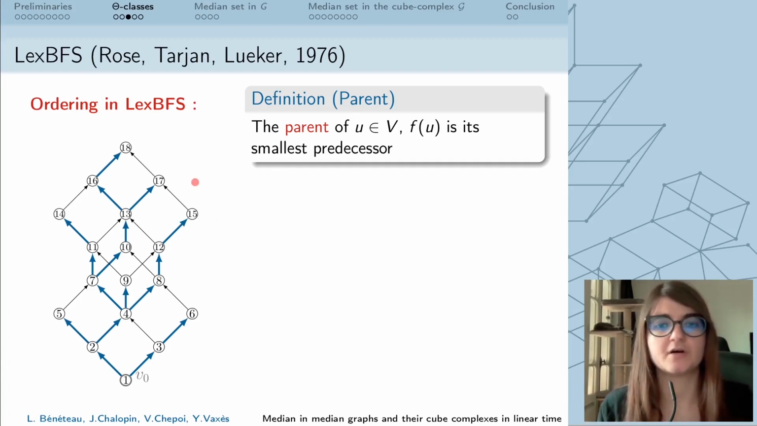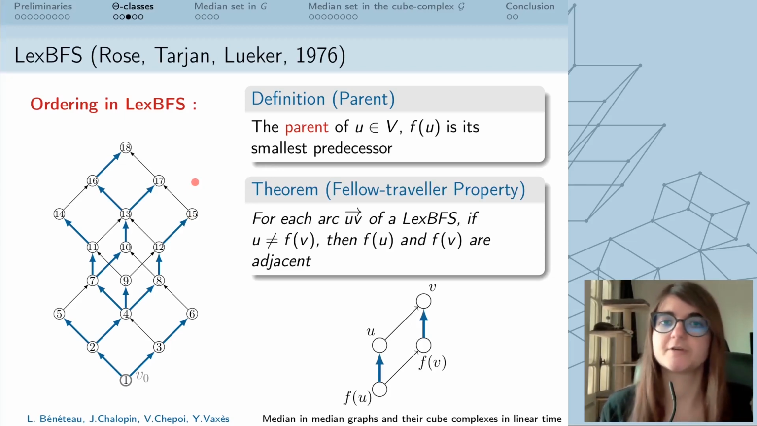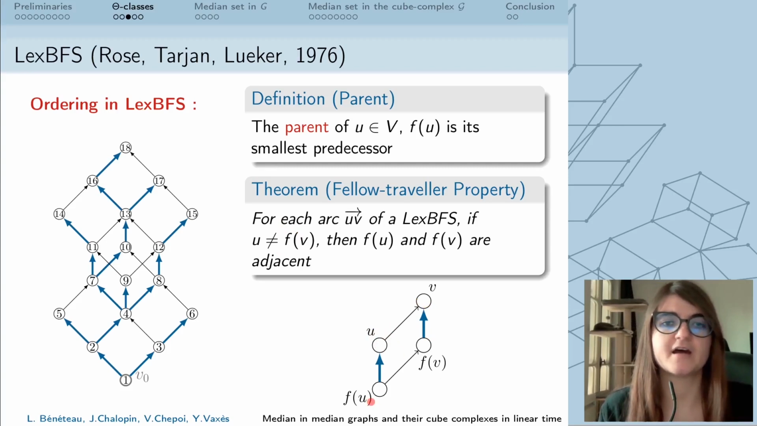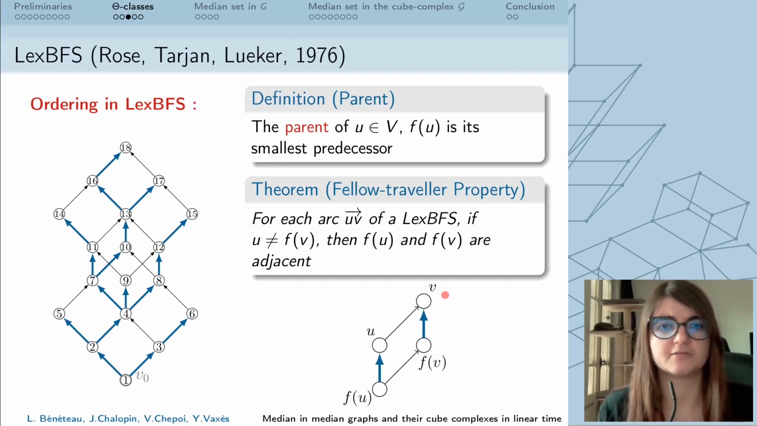Now we're moving to our most crucial technical result in this presentation, which is the fellow traveler property, which says that for each arc UV of a LexBFS, if U is not the father of V, then the father of U and V are adjacent. I won't do the proof here because it's long and it's not relevant here, but it's our strongest technical result. And as you can see, we have found the edge that we were looking for earlier.